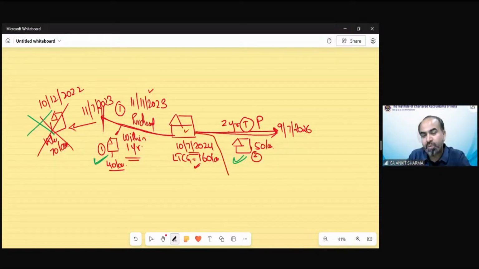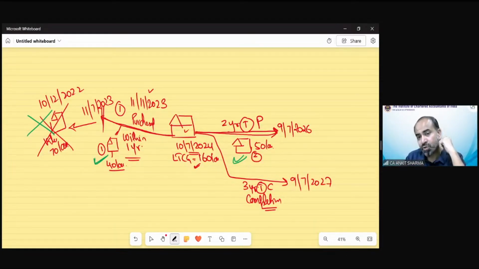And now we also have the option for construction. 3 years. Completion of construction should be done within 3 years from the date of transfer. So you decided you will not purchase a house, you will construct it. So from the date of transfer, within 3 years, if you are able to construct a house, the construction should be completed within 3 years from the date of transfer. So that house exemption can also be claimed. And suppose the value of this house is 35 lakh.